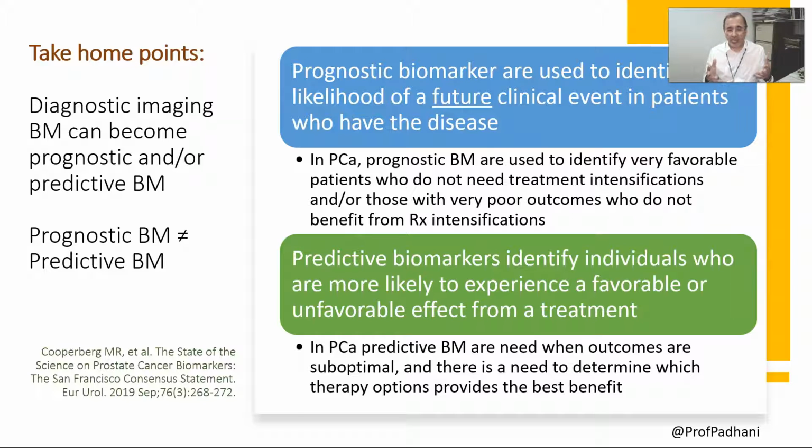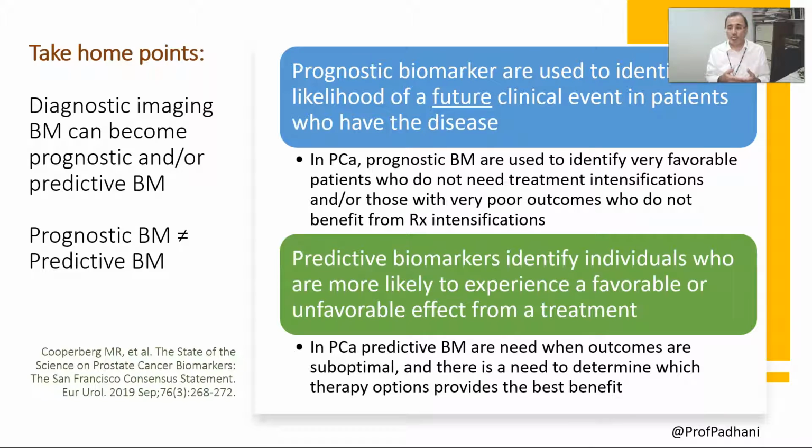So these are the take-home points. Diagnostic biomarkers can become prognostic or predictive biomarkers, but remember, prognostic and predictive biomarkers are not the same. Prognostic biomarkers are used to identify a future event, and should be used to identify either patients with very favorable outcomes or very unfavorable outcomes where treatment intensification does not help.